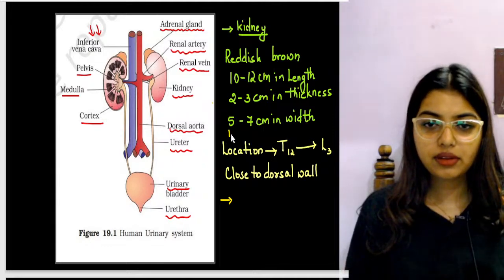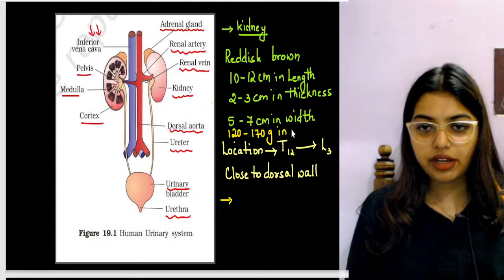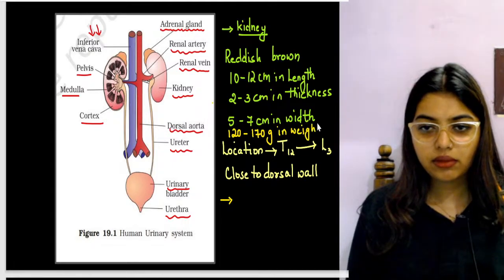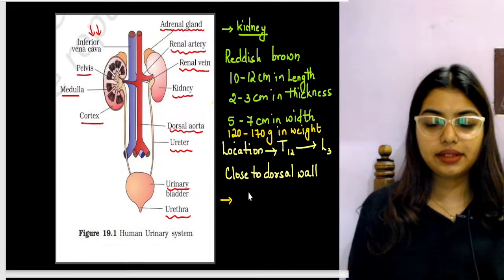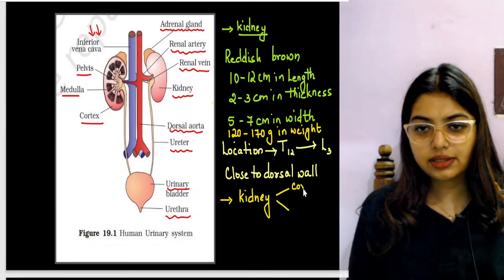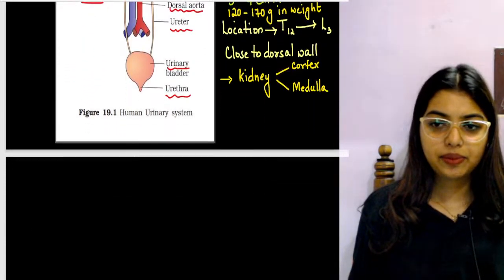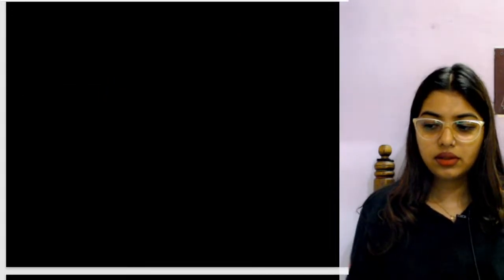Weight we didn't write, no? 120 to 170 gram in weight. Now, students, kidney has two regions. Cortex, medulla. Okay, done? All of you? Now I'll teach you the diagram.